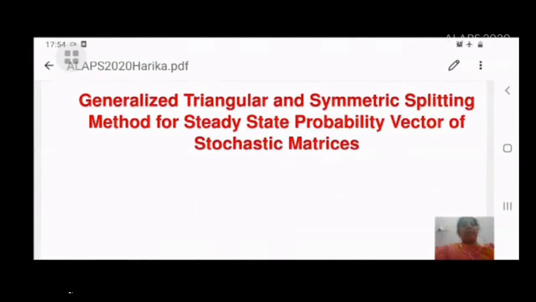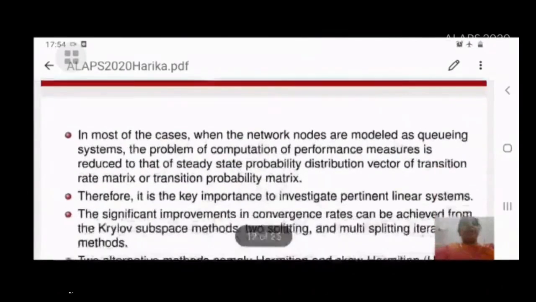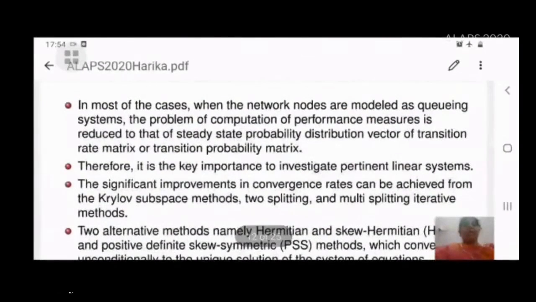Coming to our problem, the generalized triangular and symmetric splitting method for the steady-state probability vector of stochastic matrices. In most cases, when the network nodes are modeled as queuing systems, the problem of computation of performance measures is reduced to that of the steady-state probability distribution vector of the transition rate matrix or transition probability matrix. Therefore, it is of key importance to investigate the pertinent linear systems.